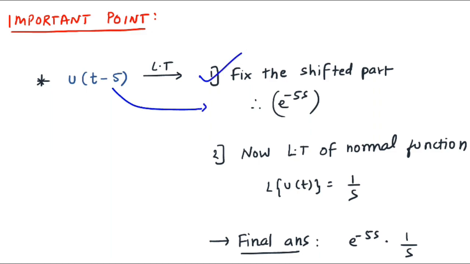Once the time is fixed, then you have to take the normal Laplace. So Laplace of u of t would be 1 over s. Multiply 1 and 2, the final answer would be e raised to minus pi s into 1 over s.